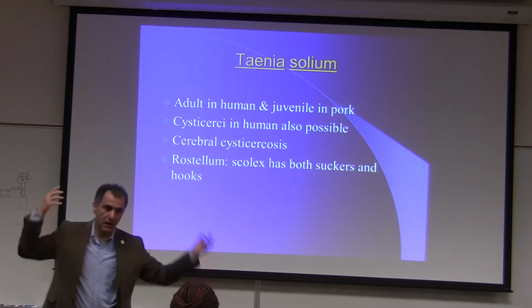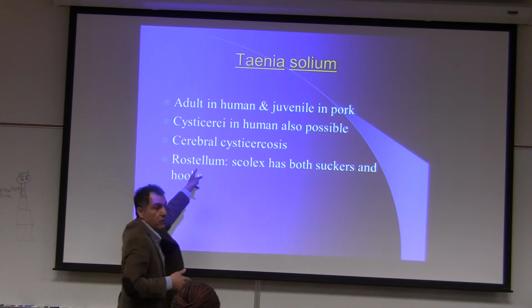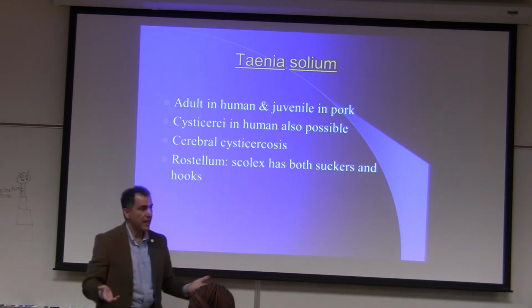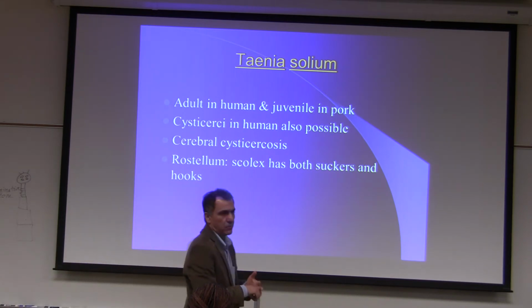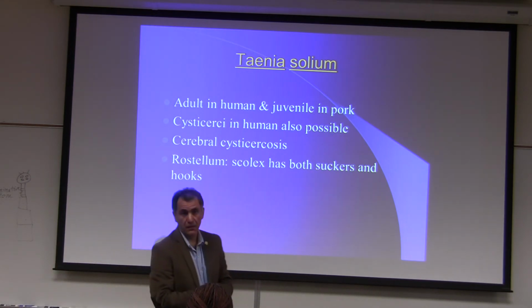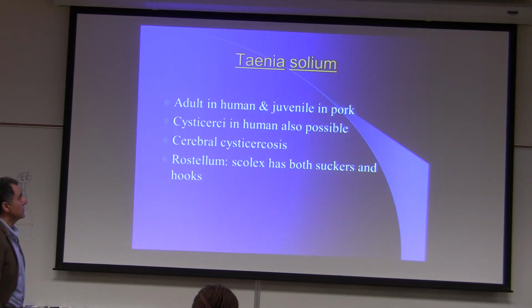When it goes in the brain, I have a picture to show you guys. When it goes into the brain, it is called cerebral cysticercosis. And what can happen? There is no medication. Surgery is not possible. Most likely the person will die. Okay, so those are the cases with Taenia solium.